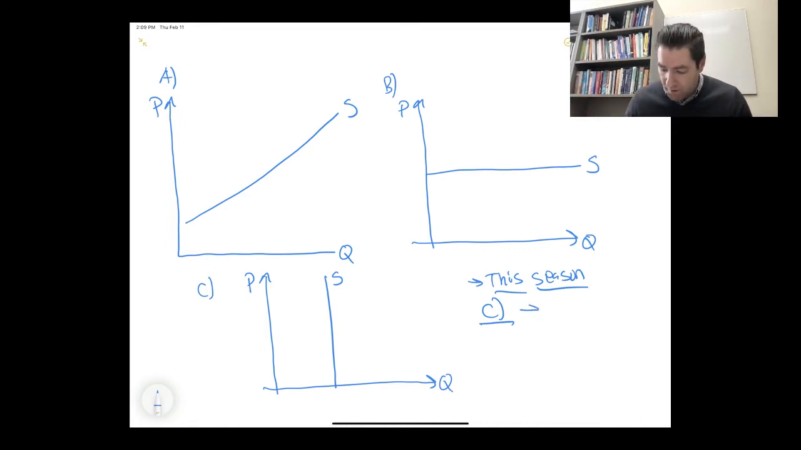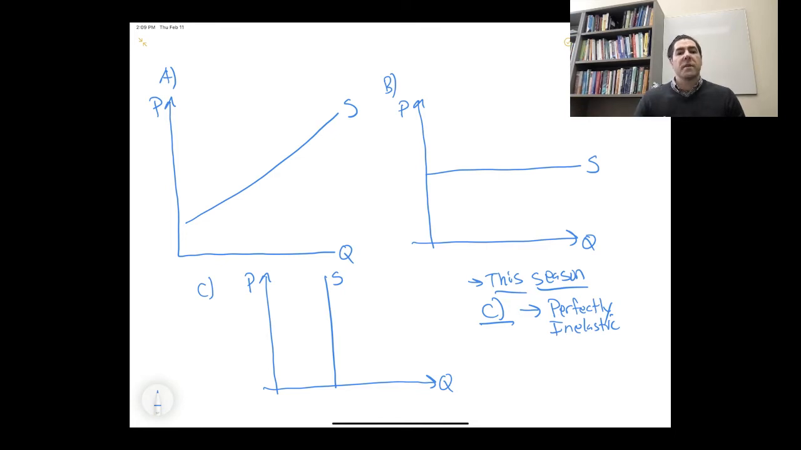And there's actually a term for this. We're not going to focus much on this, so don't worry about it if the term is confusing, but you'll see it in your micro classes. The term for supply curve C is that it's perfectly inelastic. And what that means is that supply doesn't respond at all to changes in the price, right?